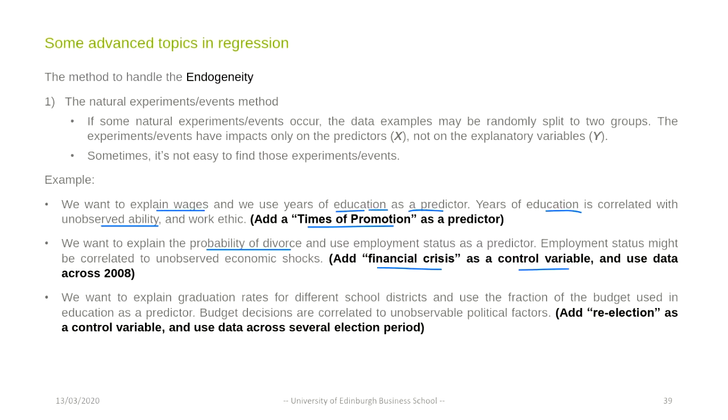And the next one is, we would like to explain the graduation rate for different schools. So maybe we can add re-election as a control variable. Maybe when the whole district has a re-election, something changes for the budget. So actually we can observe different graduation rates. So this is actually a popular method for endogeneity. I believe in practice, in most cases we need to do something like this to try to avoid or solve the endogeneity.